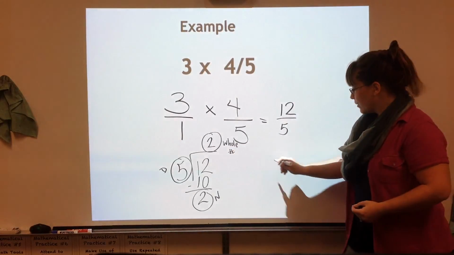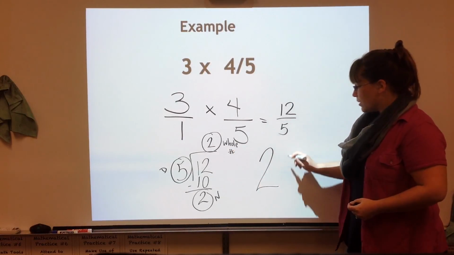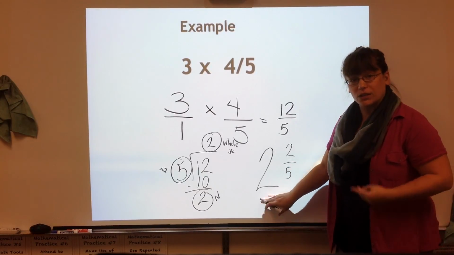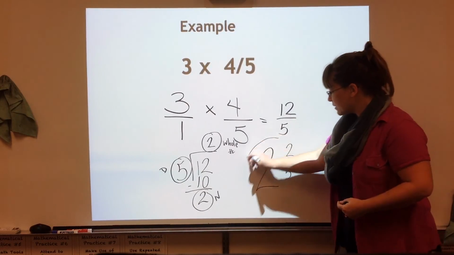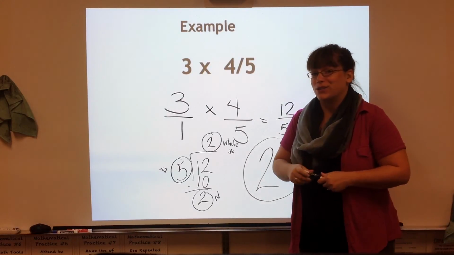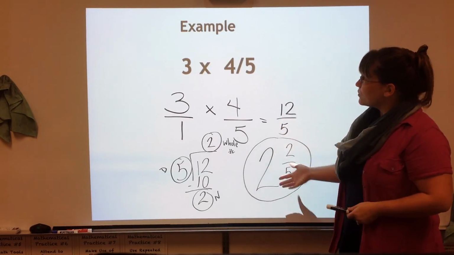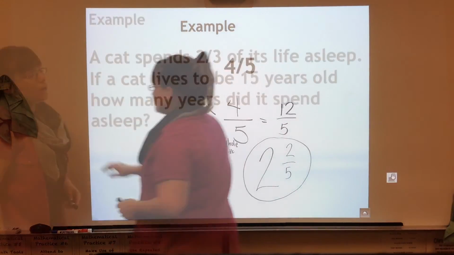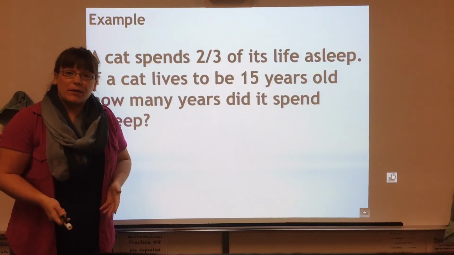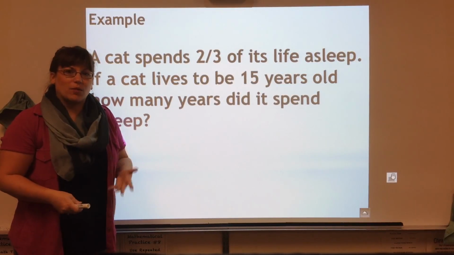So my answer is going to be a 2 and then 2/5. Notice my whole number is larger than my fraction piece. Make sure you're being clear on what is the whole number and what is the numerator and denominator. So that's example 1. You do not have to write this word problem down. We're going to talk about it and then create the problem from it.